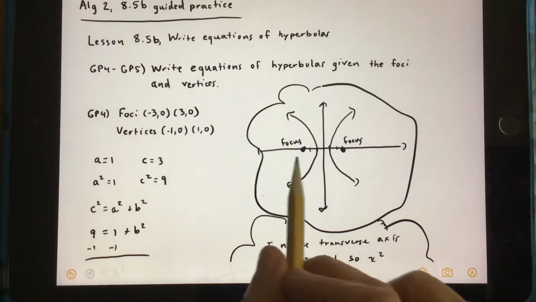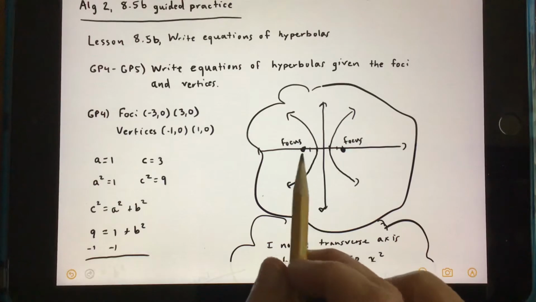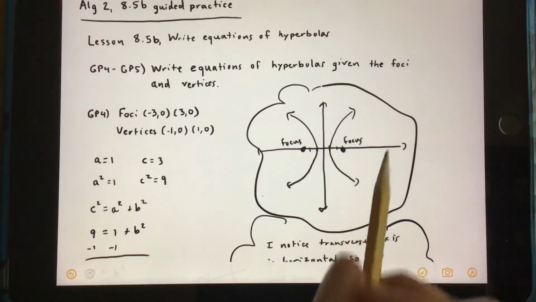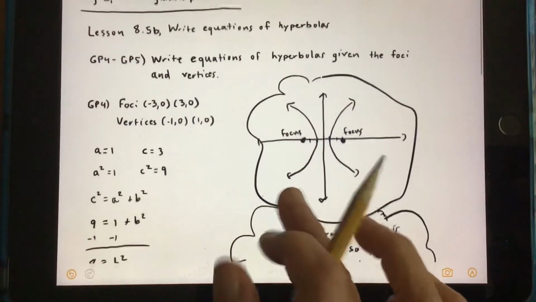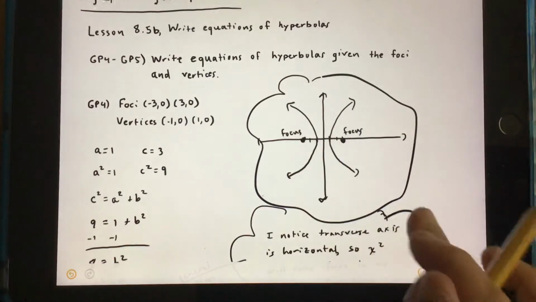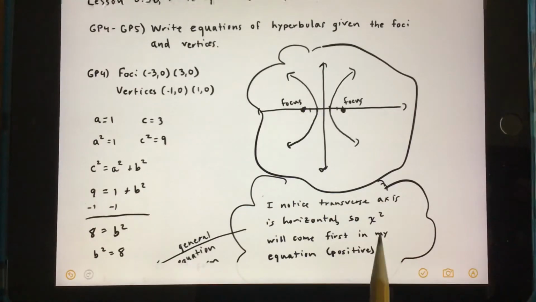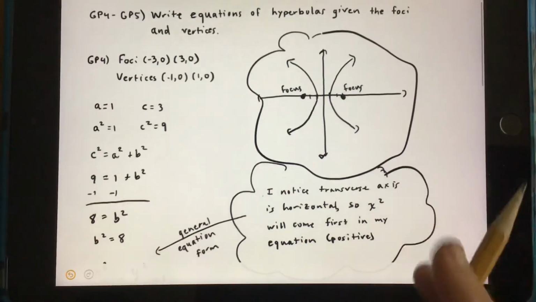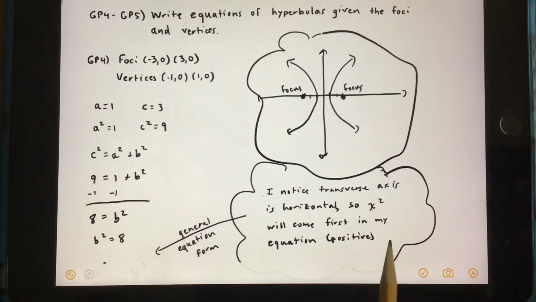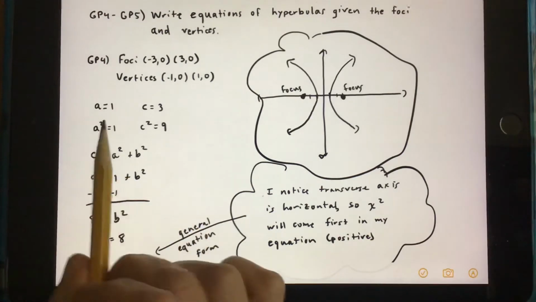So I'm noticing that since I have my foci and vertices on the horizontal axis, my hyperbola branches will open left and right. And that means that the x squared is going to come first when I begin to write my equation. If I have a horizontal transverse axis, my x squared comes first in my equation. It will be the positive fraction. All right, so let's get our numbers for that equation.